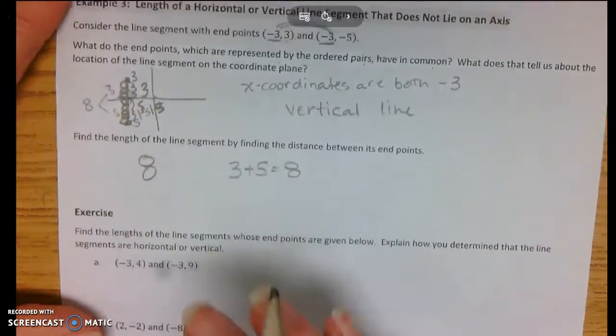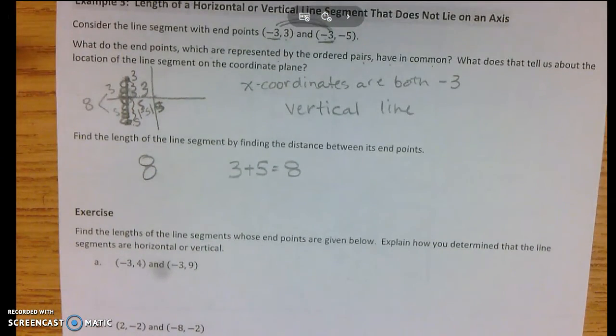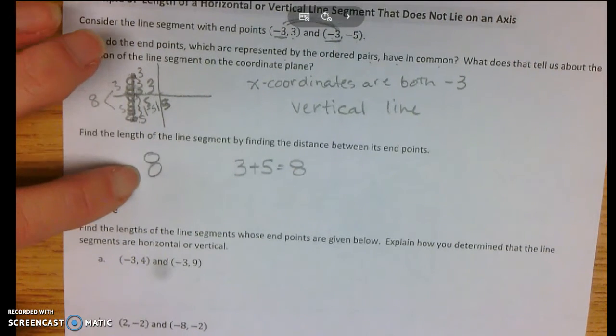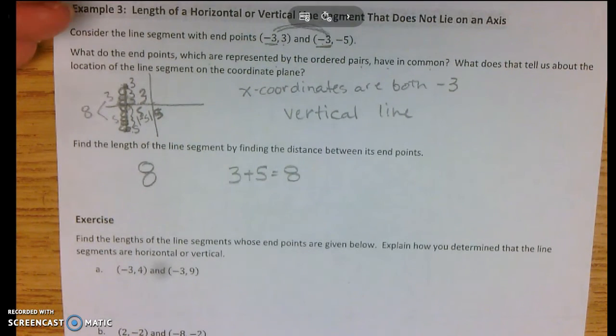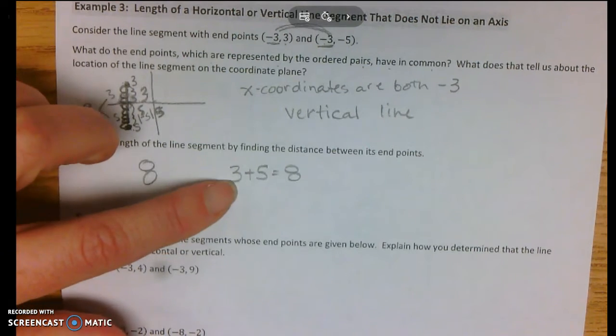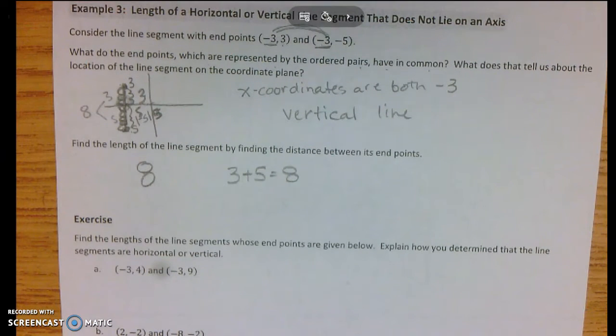Now, when you go to do these exercises down here, it is your choice if you do method 1, which is skip counting and counting the tick marks, or if you add together or subtract the absolute values. On your homework, when it says explain how you found your length, you will either say, I used method 1 and counted the lines, or I used method 2 and added together or subtracted the absolute values.